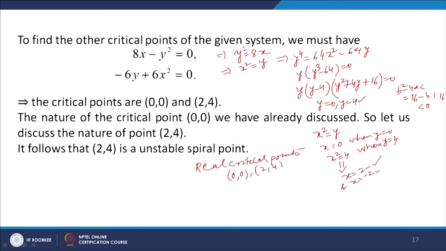Now, the nature of the critical point (0, 0) we have already found. So, let us see the nature of the other real critical point (2, 4). So, we have x = 2, y = 4. Let us translate this point (2, 4) to (0, 0) by putting ξ = x − 2 and η = y − 4. Then x = 2, y = 4 will go to the ξη plane at the point (0, 0). Now, let us write the given equations in terms of ξ and η.